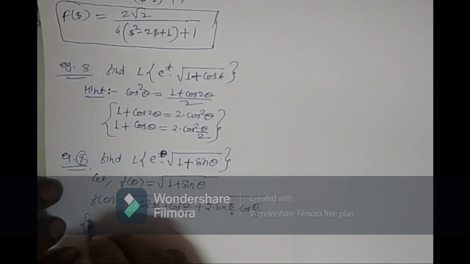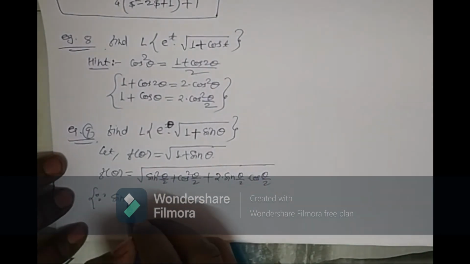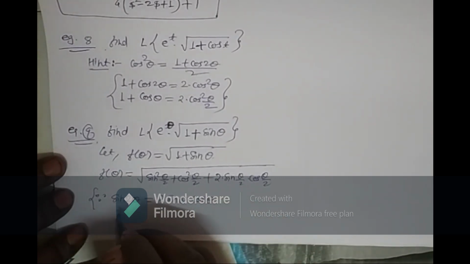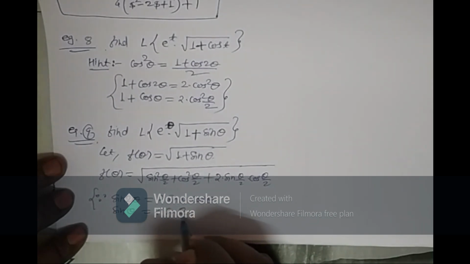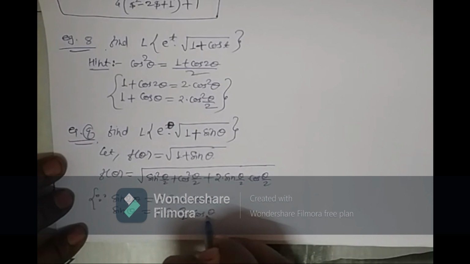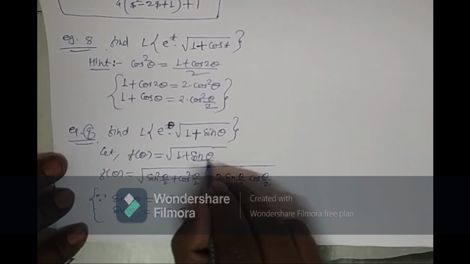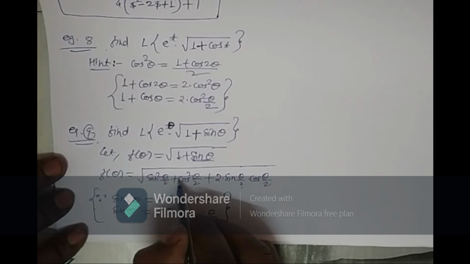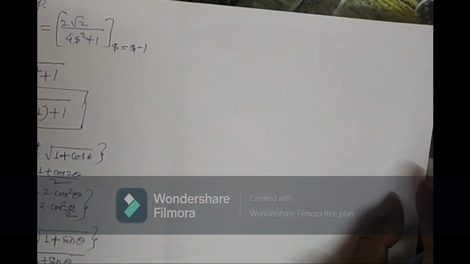Let us see. We know that sin 2 theta is 2 sin theta into cos theta, and similarly for sin theta we can write 2 sin theta by 2 into cos theta by 2. So by using this formula I have written 2 sin theta by 2 into cos theta by 2 for sin theta, and for the 1 I have written sin square theta by 2 plus cos square theta by 2. Now what is this? This is a square plus 2ab plus b square.